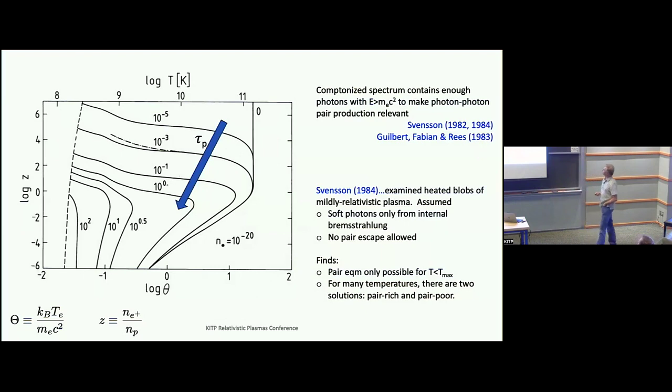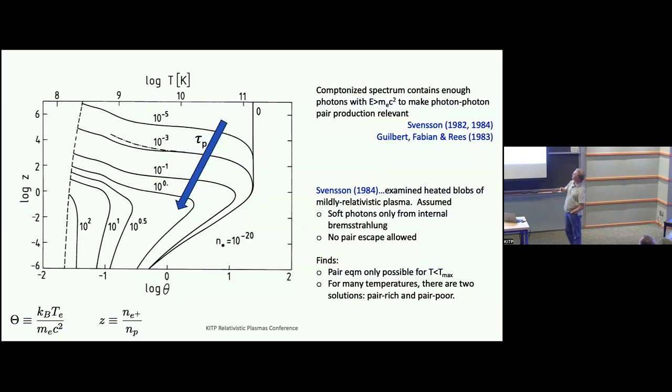And this plot here, let me unpack this for you. On the x-axis we have log theta. Theta is our dimensionless temperature, so it's the temperature scaled into rest mass units of the electron. So a theta of 1 is 511 keV. Z here is the pair fraction, so it's the number density of positrons over the number density of protons. So you can be either very pair-free or very, very pair-rich on this axis.